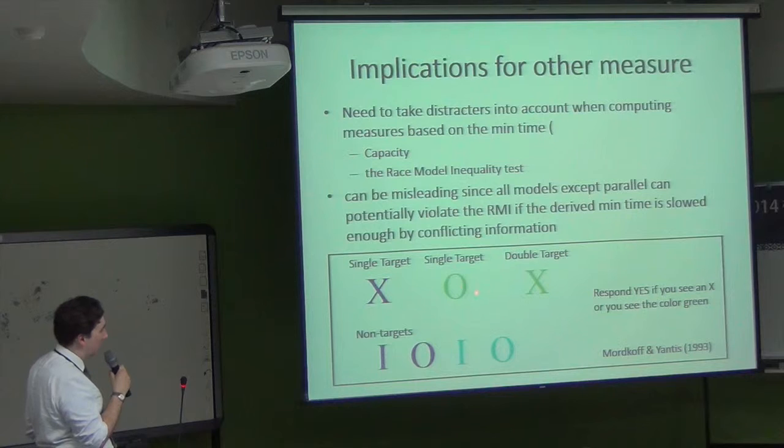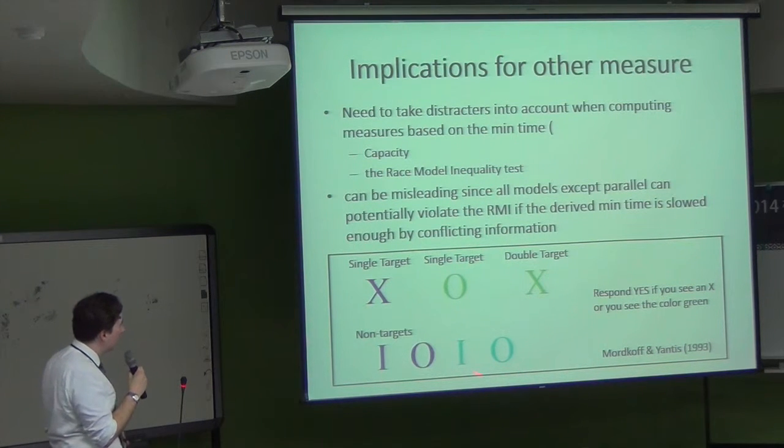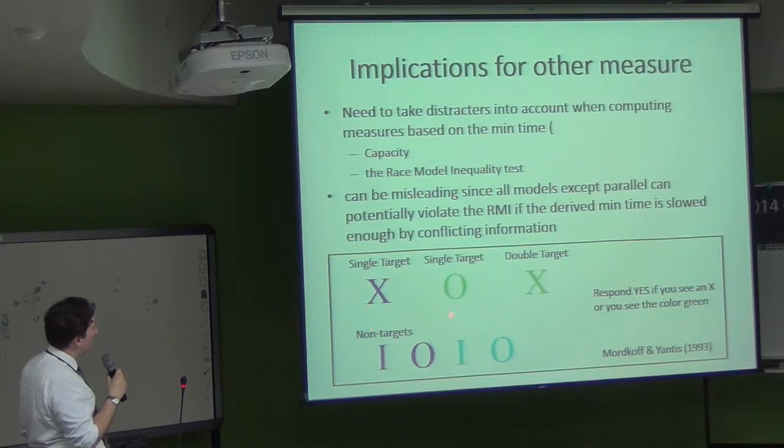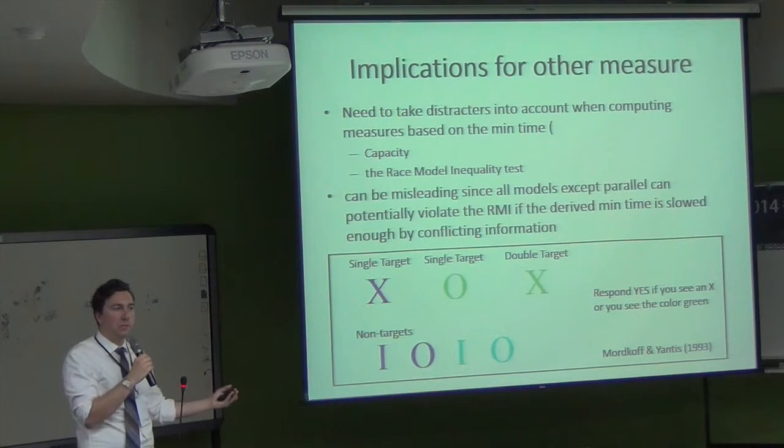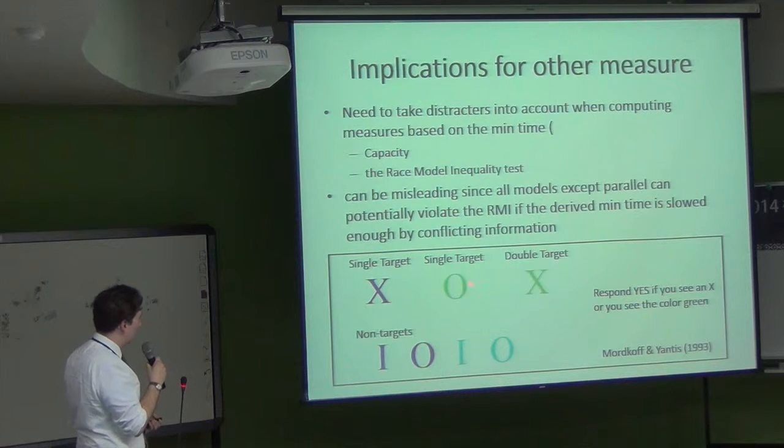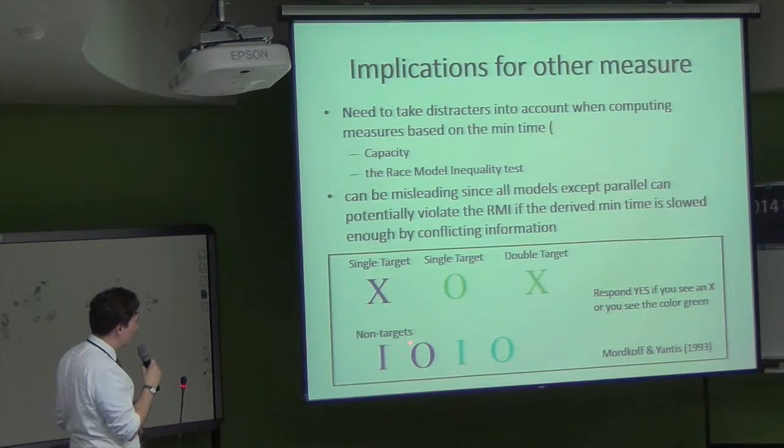So this is an X on its own, this is green on its own. This is a double target, green X. We also had some non-targets. So these single targets are not pure single targets. They carry information about the non-targets. So this is also not an X, so it falls into this non-target category. This is also not green.